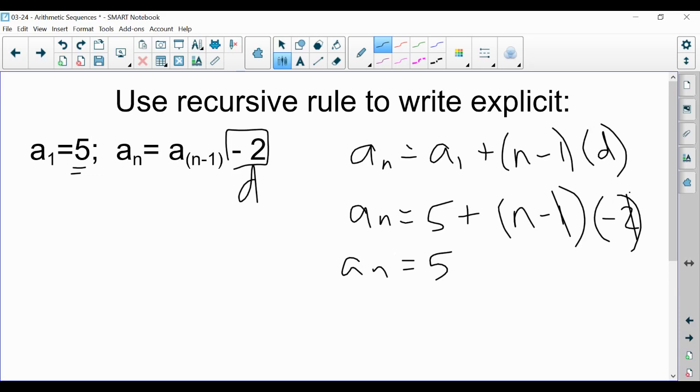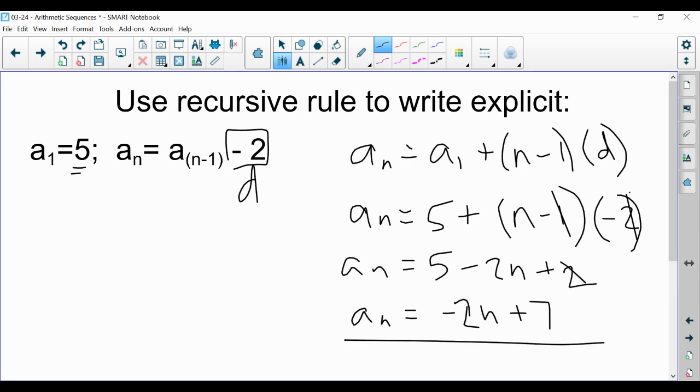5 minus 2n plus 2, and then add my like terms to simplify. So -2n plus 7 is my explicit form. So as long as I have my first term and my common difference, I can create the other form.